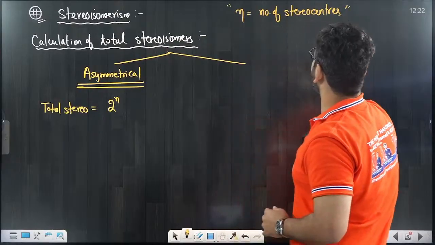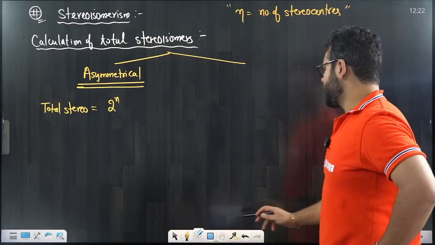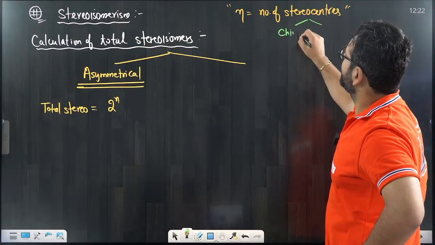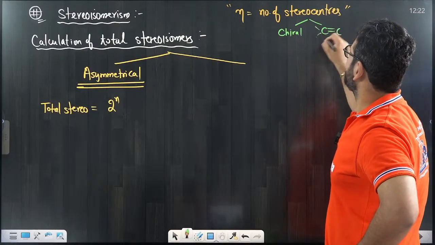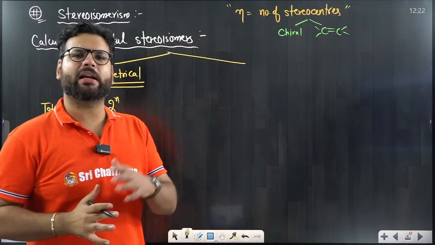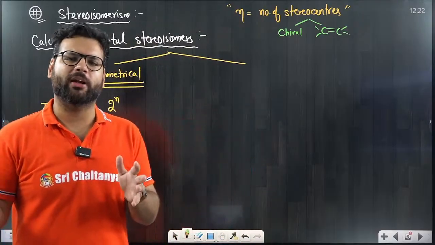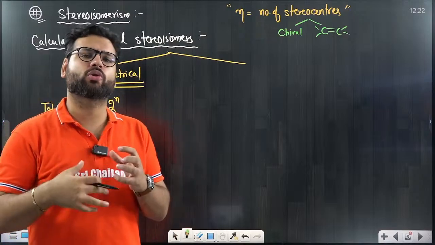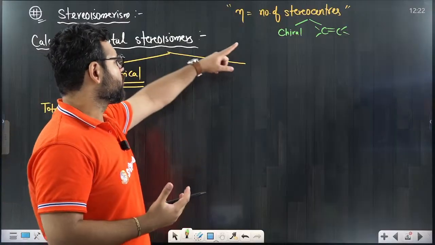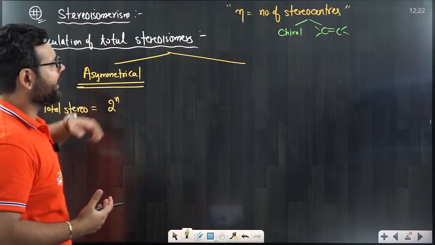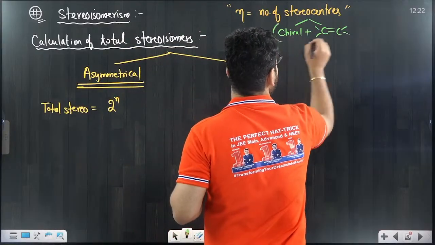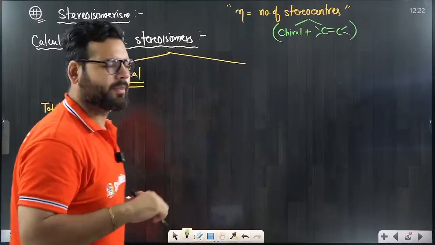N is the number of stereocenters. What were stereocenters, beta? Stereocenters were either the chiral carbons or the C=C groups which were showing geometrical isomerism. Now I'm not considering geometrical isomers and optical isomers separately. I'm talking about total stereoisomers. Total stereoisomers will be 2 to the power n, where n is chiral carbons plus stereogenic pi bonds.